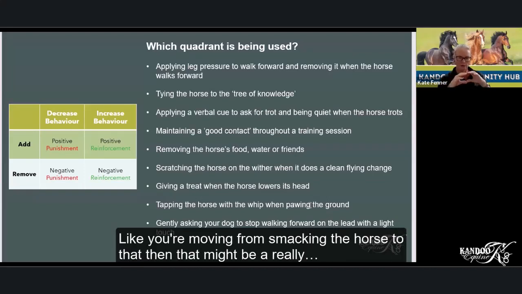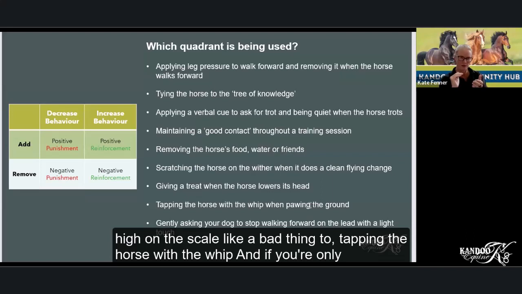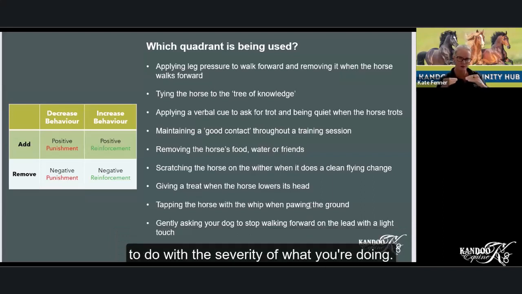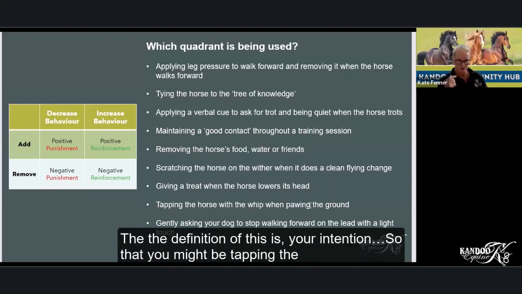Like you're moving from smacking the horse to that, and that might be really high on the scale, a bad thing, to tapping the horse with the whip. And if you're only tapping the horse, well, it must be negative reinforcement. But it has nothing to do with the severity of what you're doing. The definition of this is your intention.